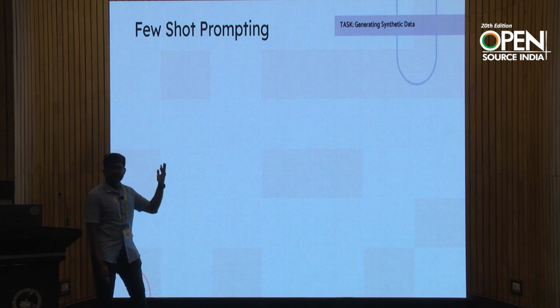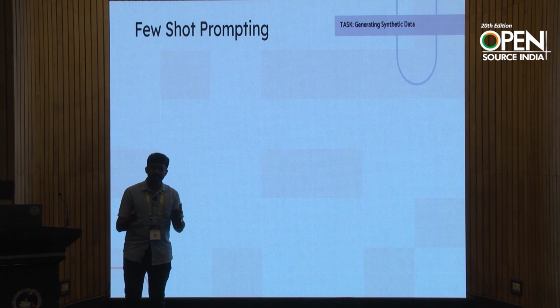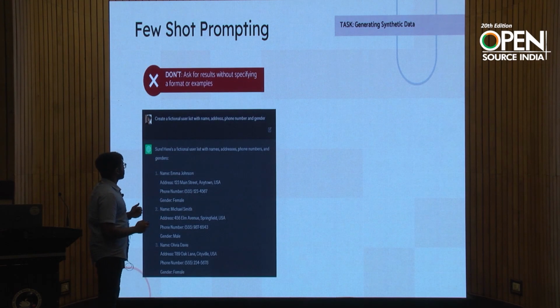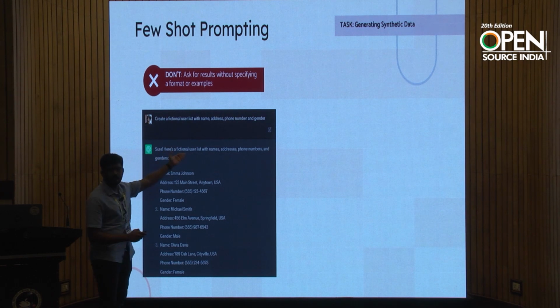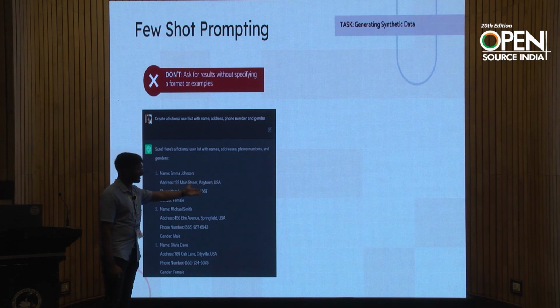I'm trying to generate synthetic data. I'm a machine learning engineer. I need to do a little project. I need to create synthetic data. Large language models are great at doing this. So first I've asked, create a fictional user list with name, address, phone number, gender. It's given me a list, but it's not in the form of a table. I actually did not want the USA at the end. I wanted the prefix for the phone number.